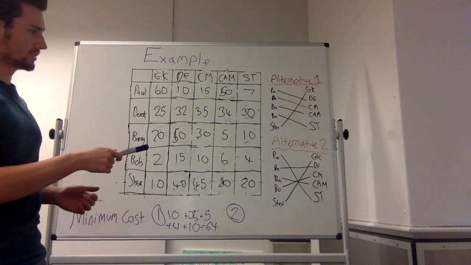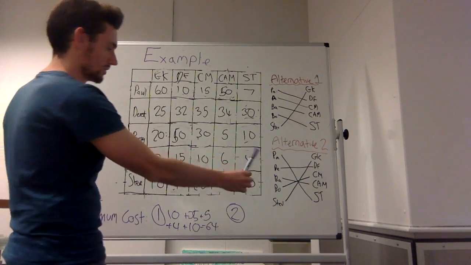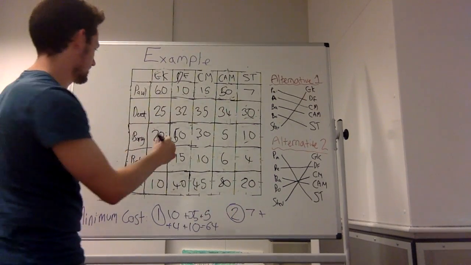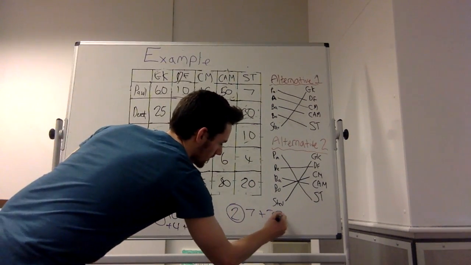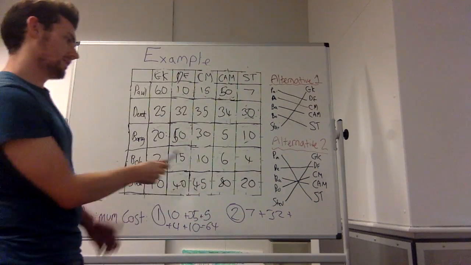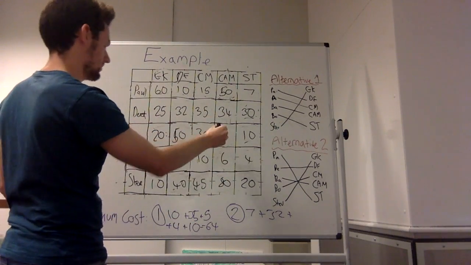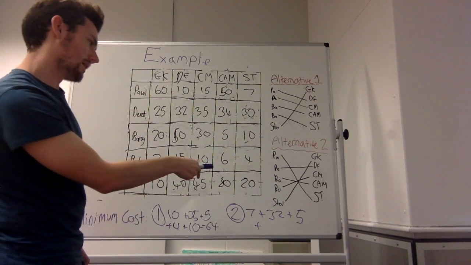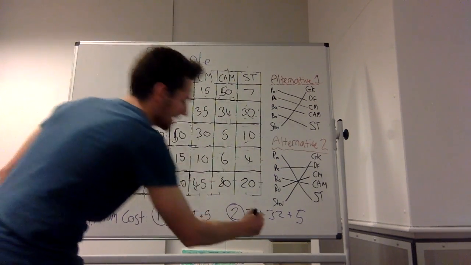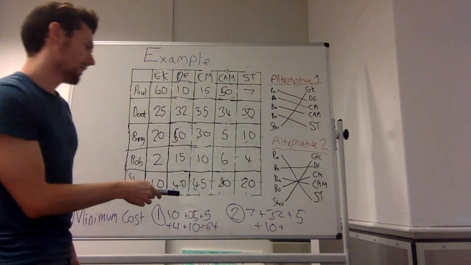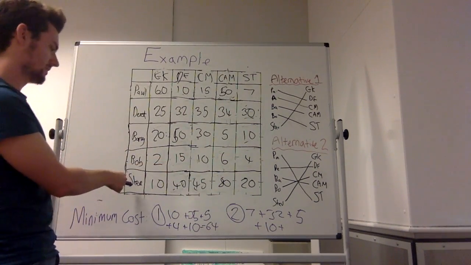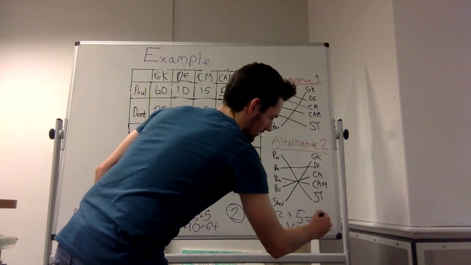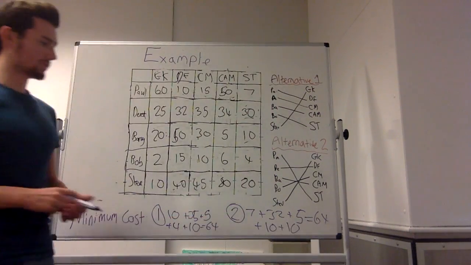Just to prove to you that the alternative 2 will also give minimum cost, we've got Paul as a striker. Paul striker 7. Derek as a defender, type defender 32. Barry as a cam, Barry cam 5. Bob as a centre mid, CM, Bob CM 10. And left with Steve as a goalkeeper again, Steve goalkeeper 10. Which also, if you add that up, that also gives 64. So this is the solution to the assignment problem.